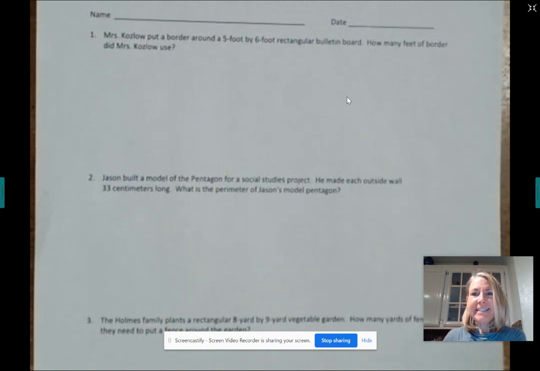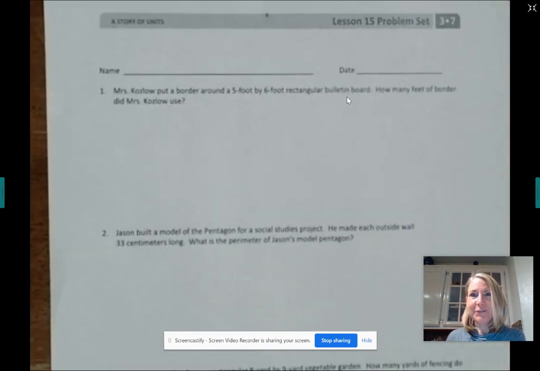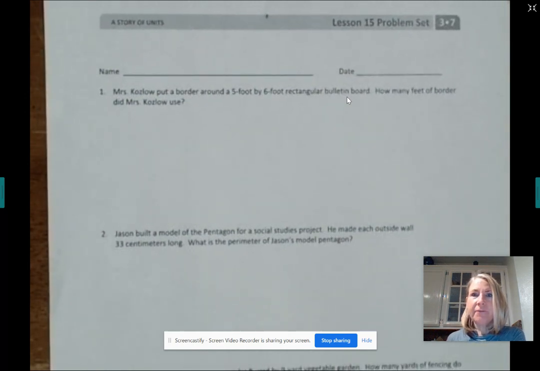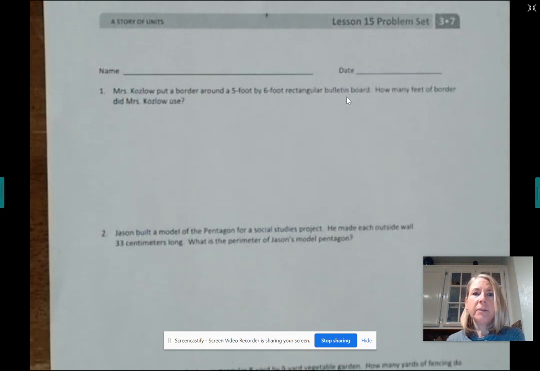Good morning. It's time for math. So today we are taking a look at lesson 15 problem set. And today is really going to focus in on using the skills that we've learned around perimeter and side lengths and the identification of the missing side lengths and put all that understanding into word problems.